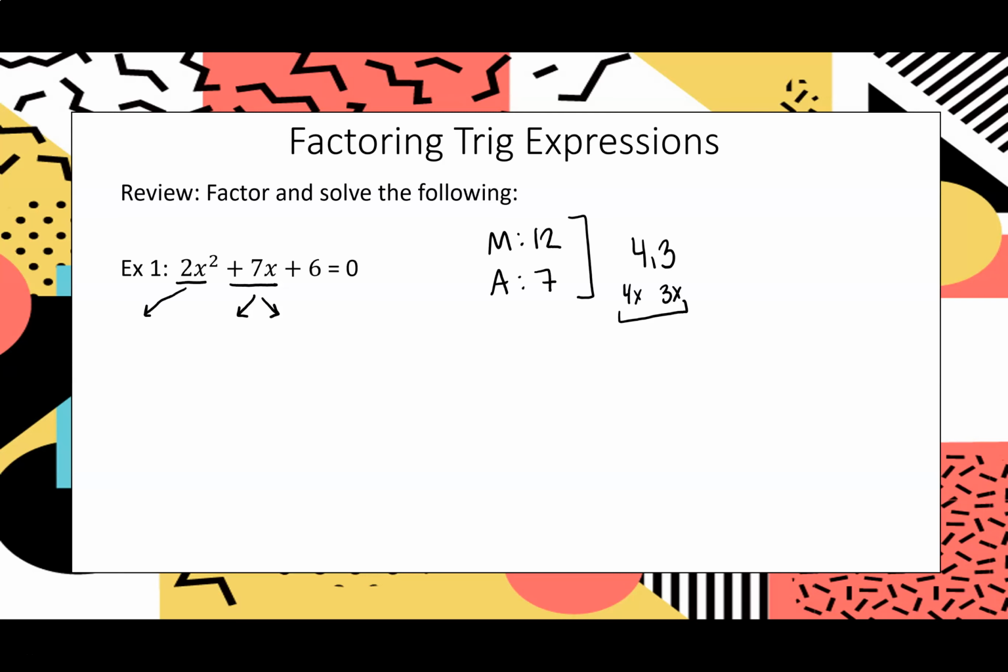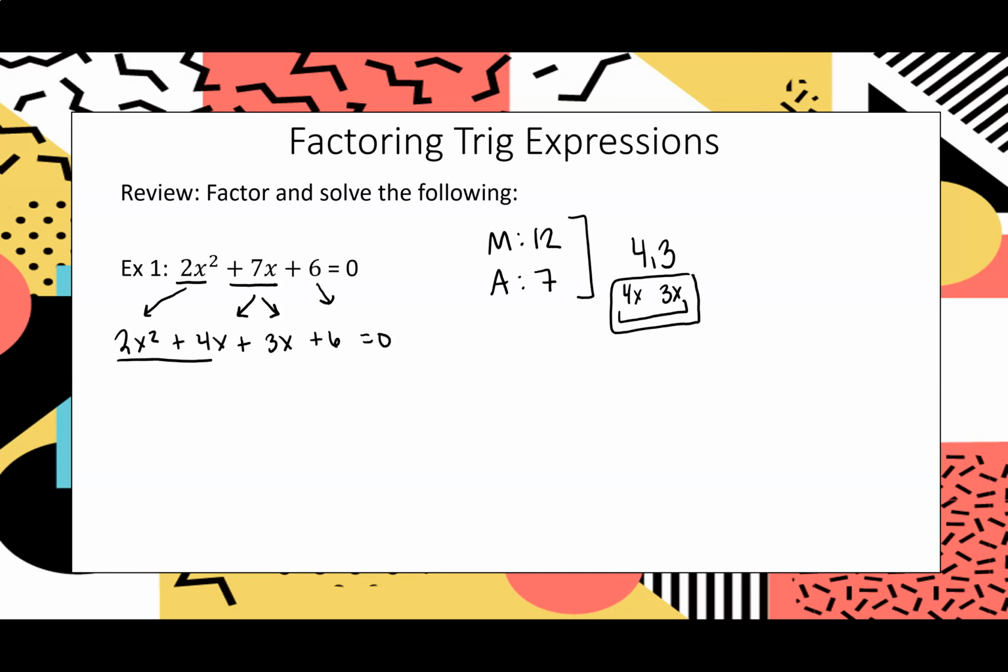I'm going to write my 2x squared, of course. But then I'm going to split this middle 7x term into these two terms right here. So I'm going to have a 4x, and then I'm going to have a 3x. And then, of course, I'm going to write down my plus 6. Please notice that 4x plus 3x is the same thing as 7x, so we haven't changed the problem at all.